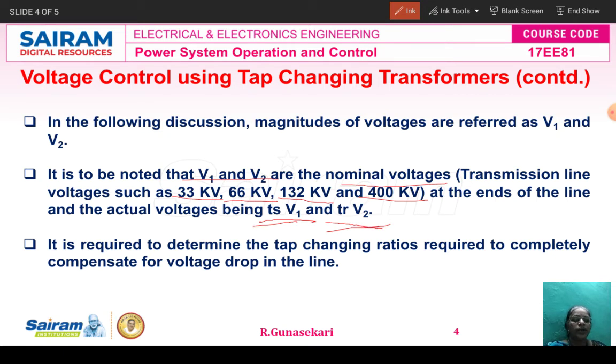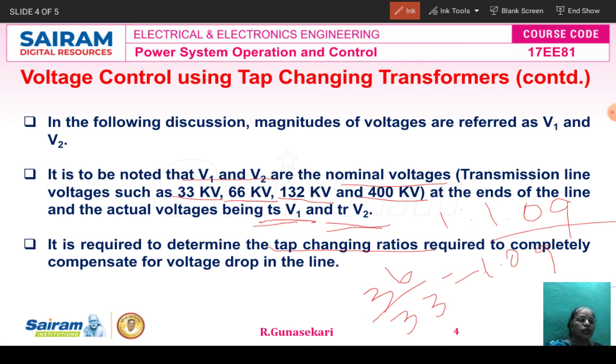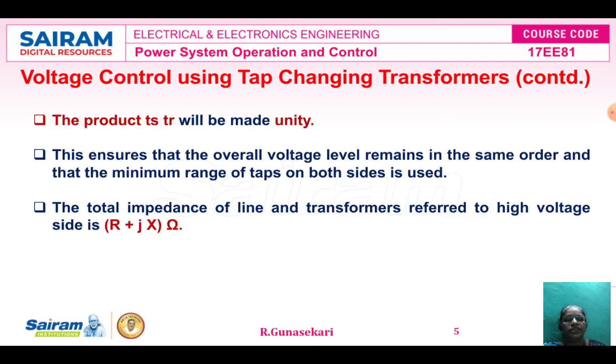So it is required to determine the tap changing ratio required to completely compensate the voltage drop in the transmission line. Which one is determined? The tap changing ratio. Previously we studied 36 divided by 33, that is equal to 1.09. So therefore the ratio 1 is to 1.09. This is the tap changing ratio. So the tap changing ratio is used to determine the complete compensation for the voltage drop in the transmission line. Okay, this is the concept.